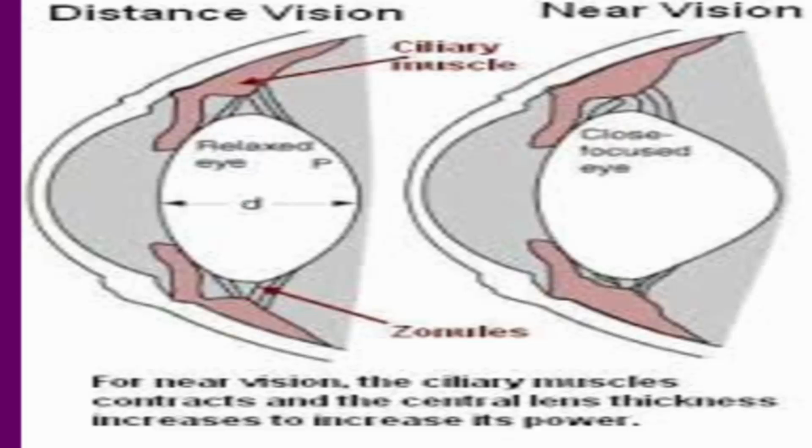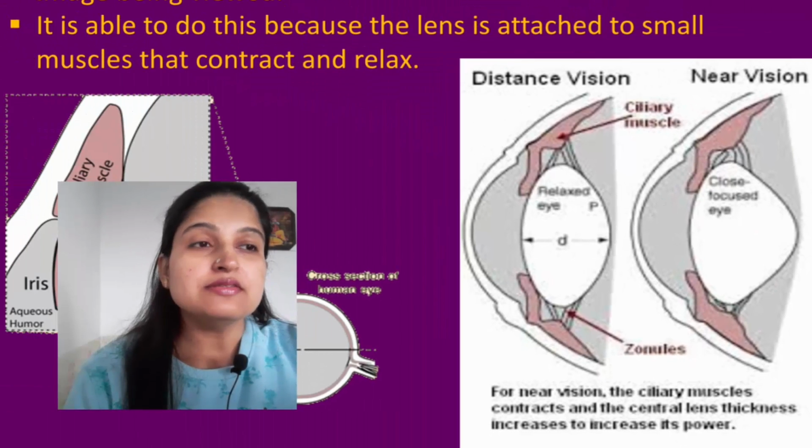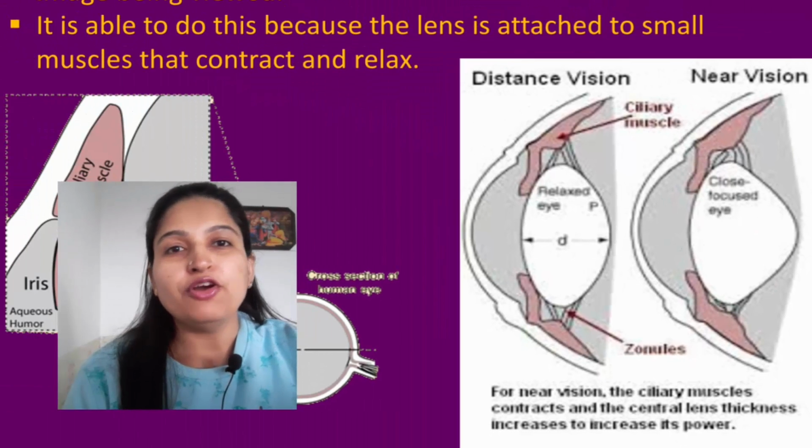And the focal length of the lens gets lengthened, so we are able to see distant objects clearly. While for near vision, the ciliary muscle gets contracted, and the focal length of our lens gets decreased, so we are able to see nearby objects. So this is a very important property of our eye, because it is able to change its focal length. But in cameras we have to change the lenses.